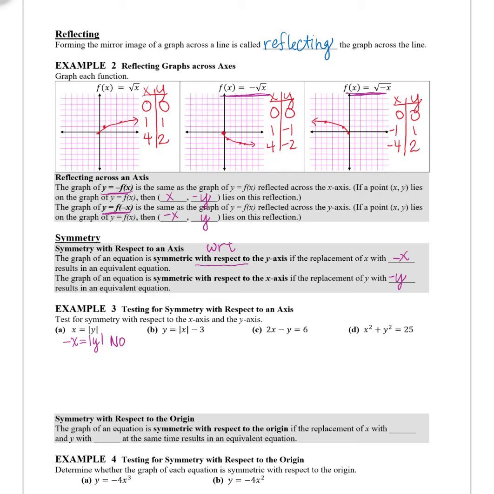Now to test if it's symmetric with respect to the x-axis, I replace y with negative y. Let's try that. Well, if we have a negative inside the radical, that is the same thing as the positive, and we can see that results in an equivalent equation. And so this is yes. The answer is it's symmetric with respect to the x-axis. So I'm going to write this symmetric with respect to the y-axis.